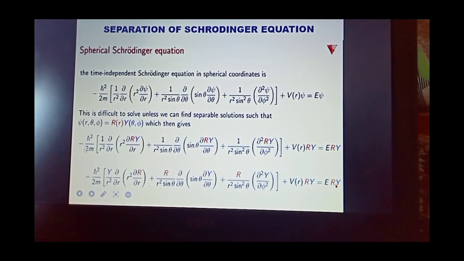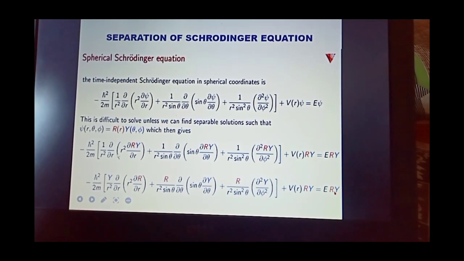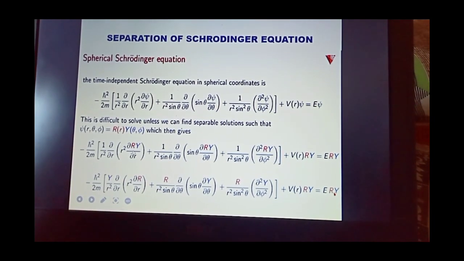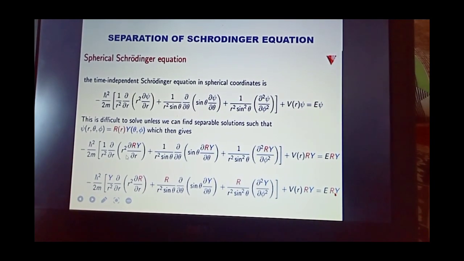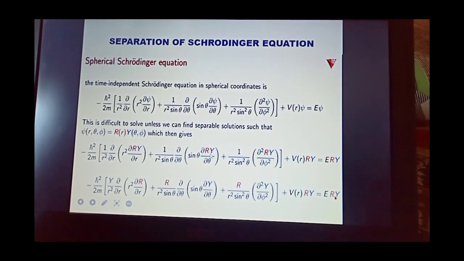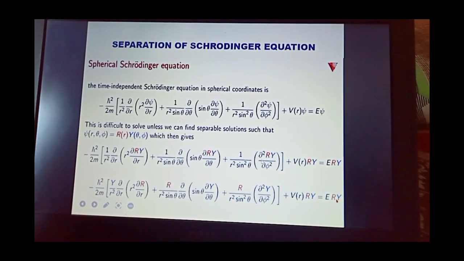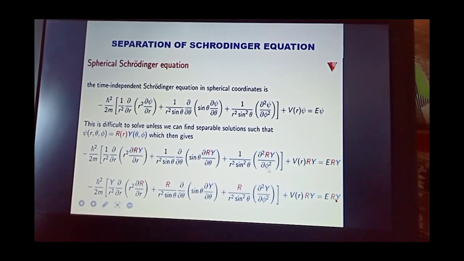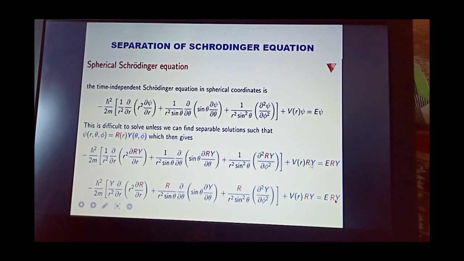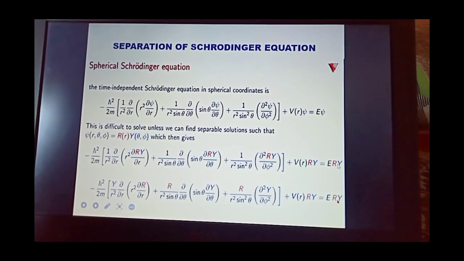The equation is minus ħ² divided by 2m into 1 by r² ∂/∂r of (r² ∂(RY)/∂r) plus 1 by r² sin θ ∂/∂θ of (sin θ ∂(RY)/∂θ) plus 1 by r² sin²θ ∂²(RY)/∂φ² plus V(r)RY is equal to E RY.